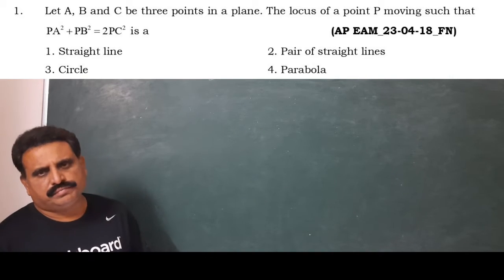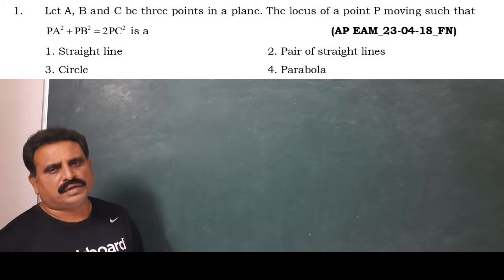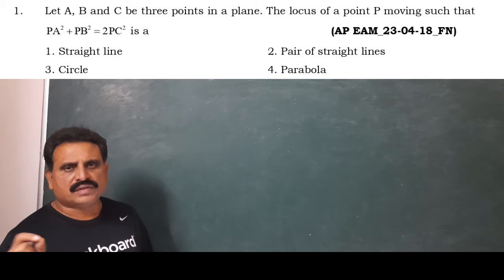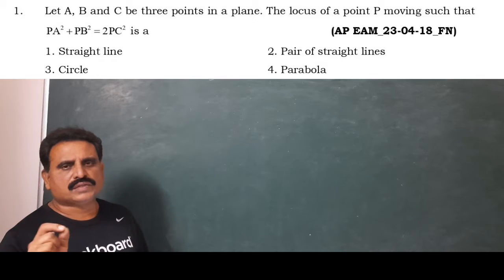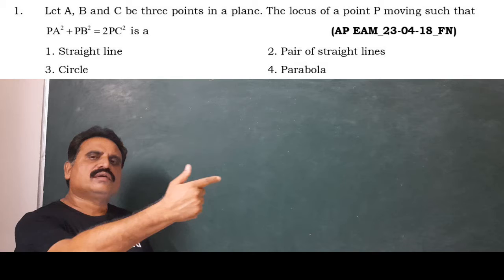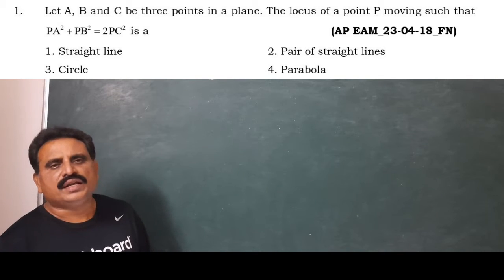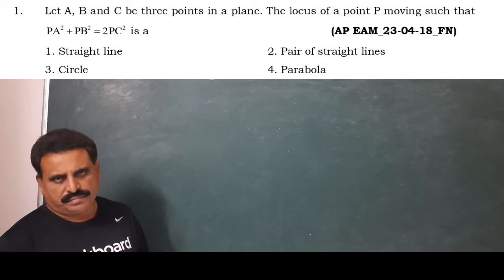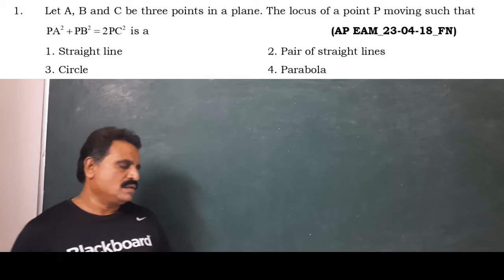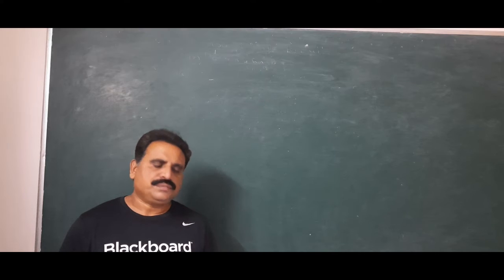Look here, P is (x, y). A, B and C are fixed points. PA square plus PB square, after simplification, we get 2x square plus 2y square. On the right side, 2PC square is there, so we get 2x square plus 2y square. Both sides 2x square, 2y square cancel. We get a linear equation in x and y that represents a straight line. So locus is a straight line. First option correct.